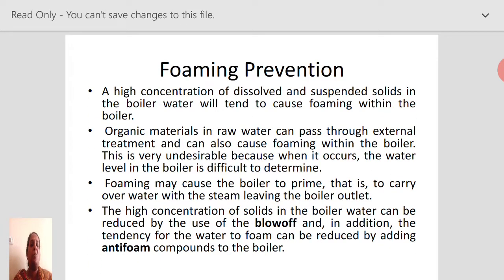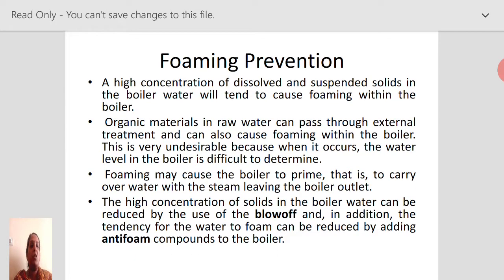The other problem we encounter in boiler treatment is foaming. As we all know, it is a formation of bubbles, which are very hard to break, and it forms at the top surface of the boiler water. Therefore, it is very difficult for us to find out the water level in the boiler. Further, this foaming also leads to priming. What is priming? We have seen already. Along with the steam coming out from the boiler, a portion of water will also be carried over. That is called priming.